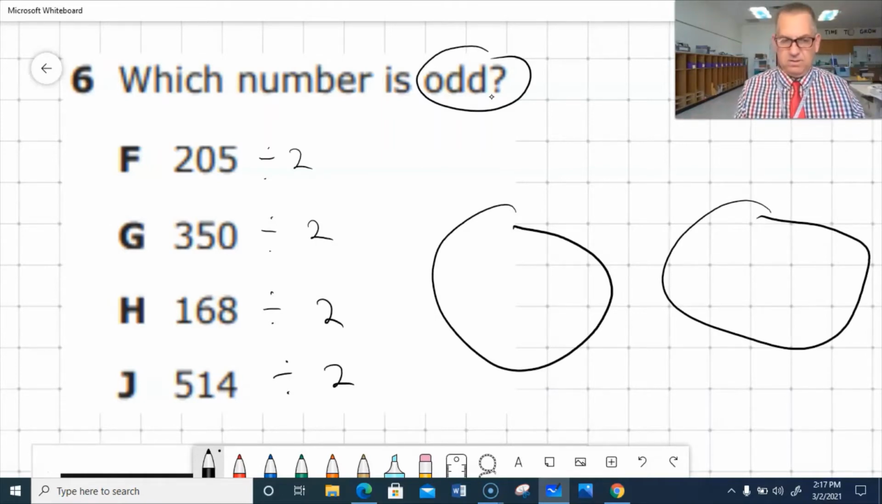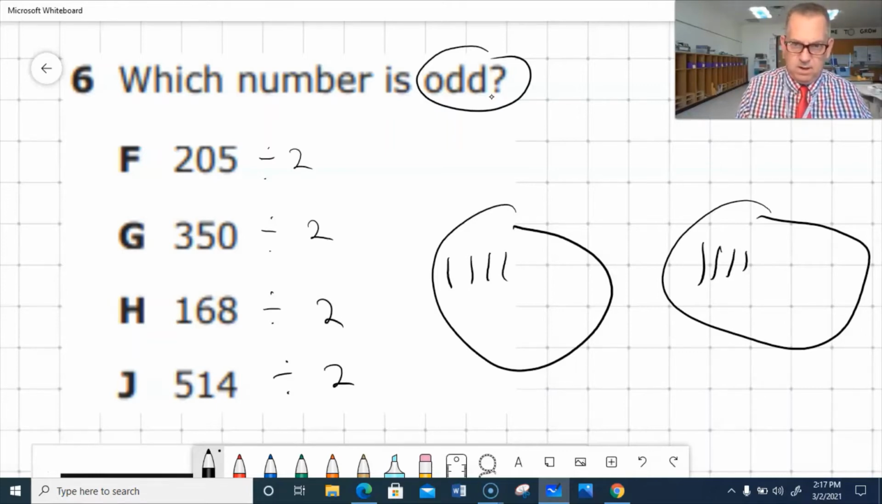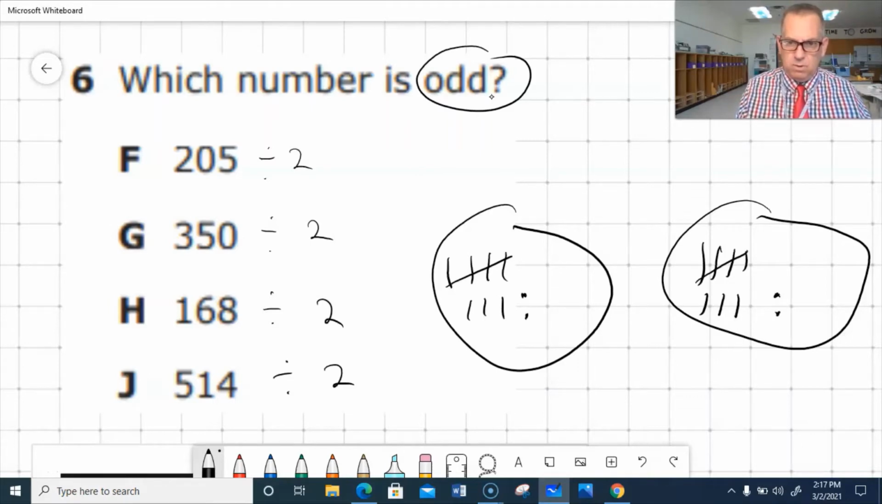I'm going to count by tens because that would take too long. So I'm going to start putting them in. That's 10, 20, 30, 40, 50, 60, 70, 80, 90, 100, 110, 120, 130, 140, 150, 160. Now I'm going to go by ones. 61, 62, 63, 64, 65, 66, 67, and 68, 168.